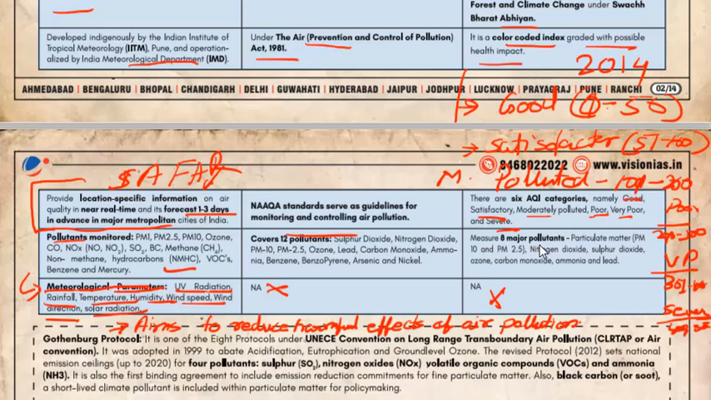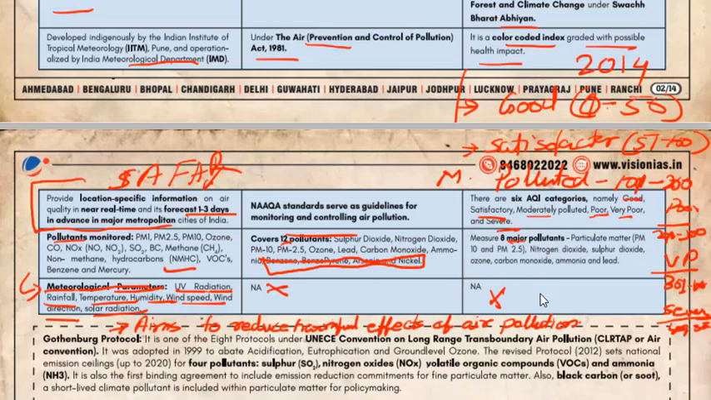There are 8 major pollutants in this: particulate matter PM10 and PM2.5, nitrogen dioxide, sulfur dioxide, ozone, carbon monoxide, ammonia, and lead. If you compare this with the NAAQS, you can remove these 4: benzene, benzopyrene, arsenic, and nickel. These four are not included. There are 12 pollutants in NAAQS, and 8 pollutants in the Air Quality Index. These 4 pollutants are not there, so you should know the comparative study also.